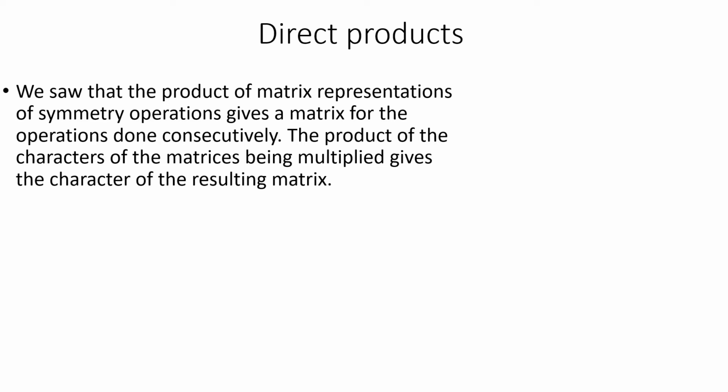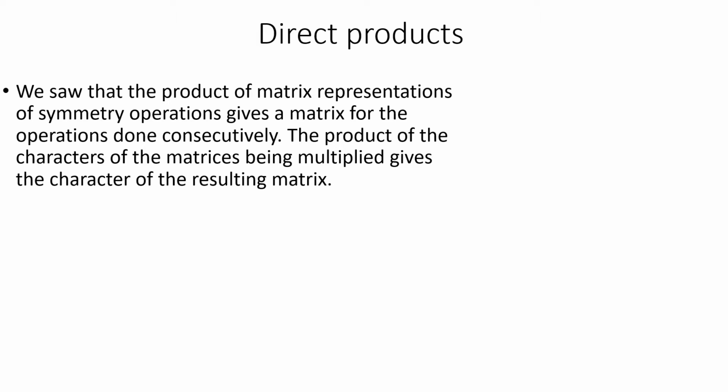The matrix product also corresponds to the product of the symmetry operations. And we also found that the characters were kind of preserved in this way. So the product of two matrices giving a third matrix which represents the symmetry operations. Likewise, the character of the first symmetry operation multiplied by the character of the second symmetry operation. Ultimately, the product of those characters gives the character of the matrix that represents the product of the symmetry operations.